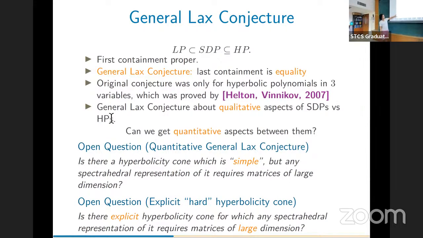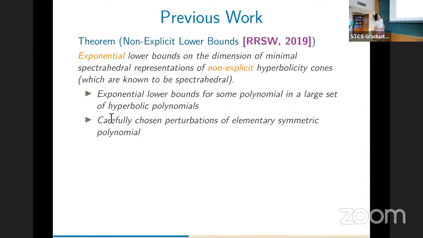And then this open question here is also: can you give me a hard hyperbolicity cone just to begin with, right? Is there an explicit hyperbolicity cone for which any spectrahedral representation requires matrices of large dimension? The comparison here is that in the first question I'm saying the hyperbolicity cone is simple, but here I just want any explicit hyperbolicity cone, right? So, all right, answering the question now: what do we know about lower bounds?